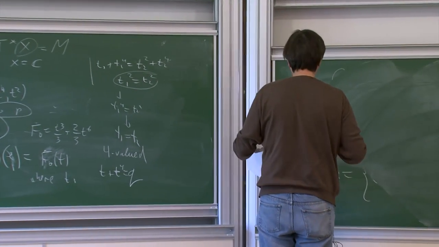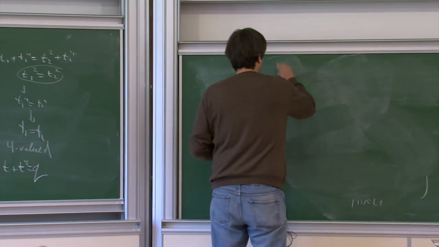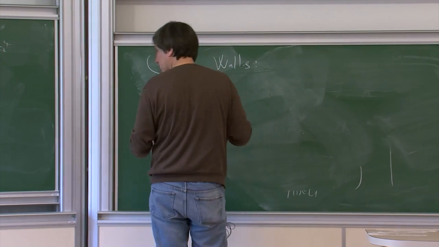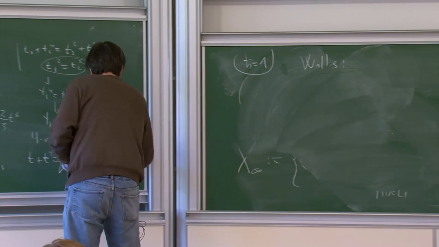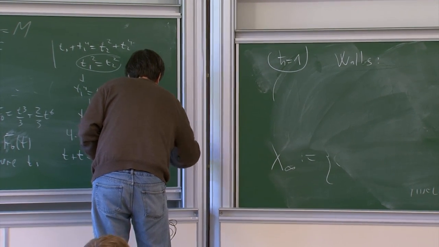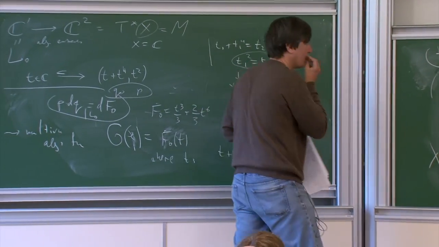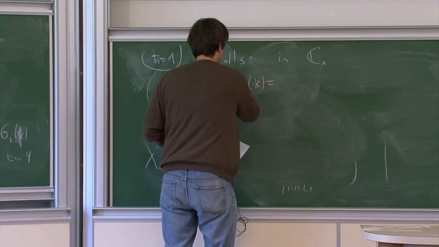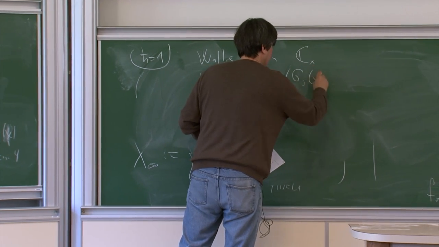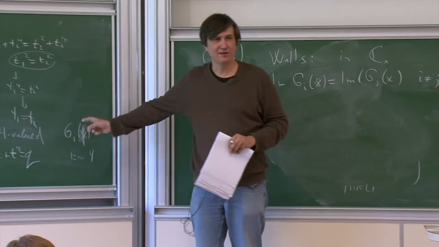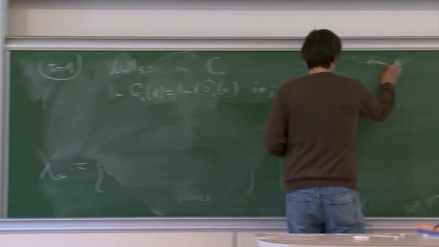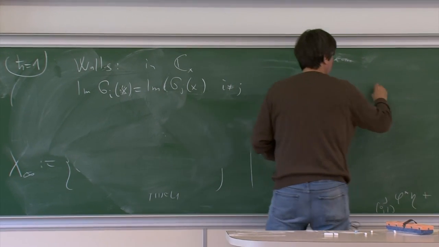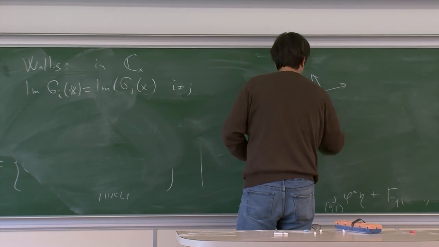Now I should write the wall crossing structure. I put h bar equal to 1, and I have these walls. Where are the walls? Call them GIJ of X, with I, J from 1 to 4. I write the walls in C with coordinate X, namely the walls are where the imaginary part of GI of X is equal to the imaginary part of GJ of X for I not equal to J. So I get this thing, and if one analyzes what happens, you get something like three ramification points. One gets a picture like this. You get three critical points. And then you should continue.